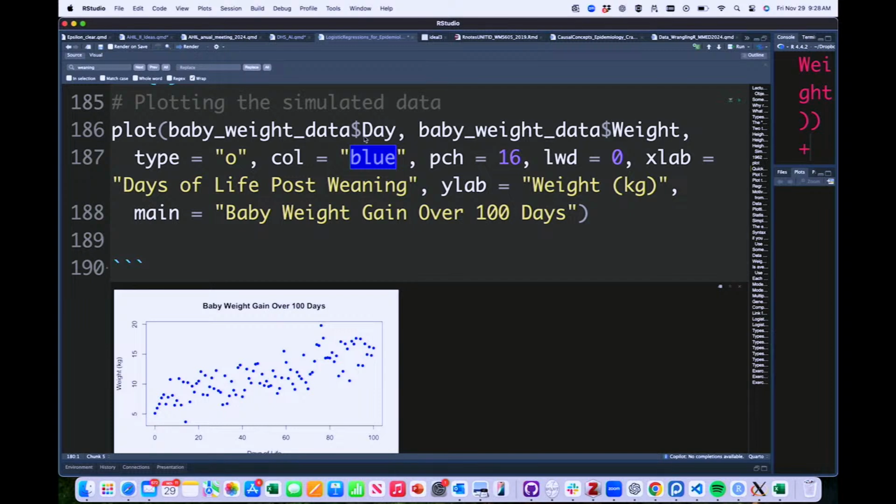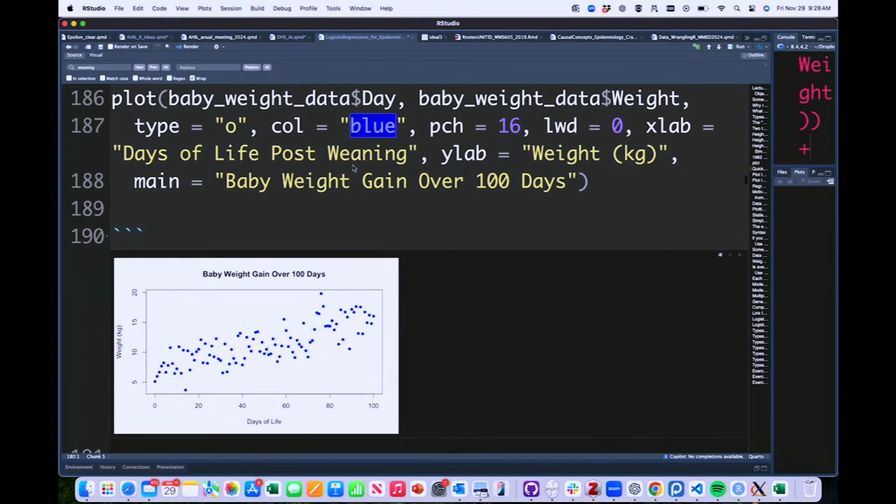And plot takes two arguments. The first argument is your x, what you want on the x-axis, and the second argument is what you want on the y-axis. In this case, we want to see how does weight on your y-axis change over time on your x-axis. That's why you're plotting the baby weight$day, which says get me the column called day in your data frame.